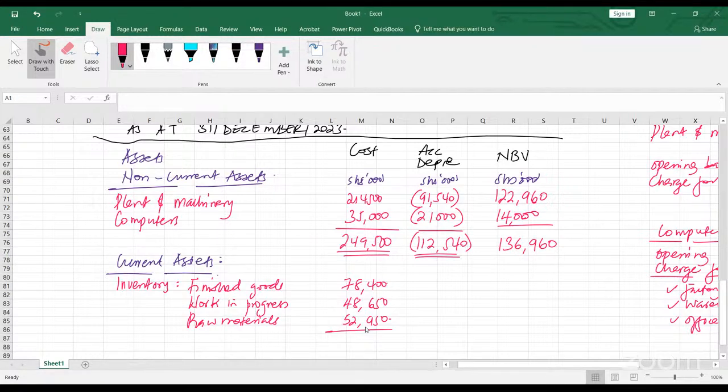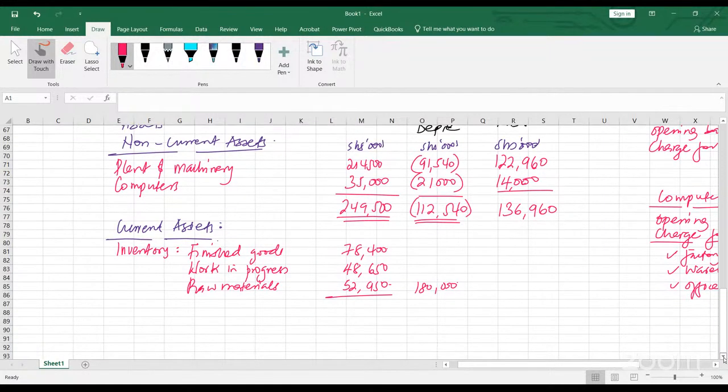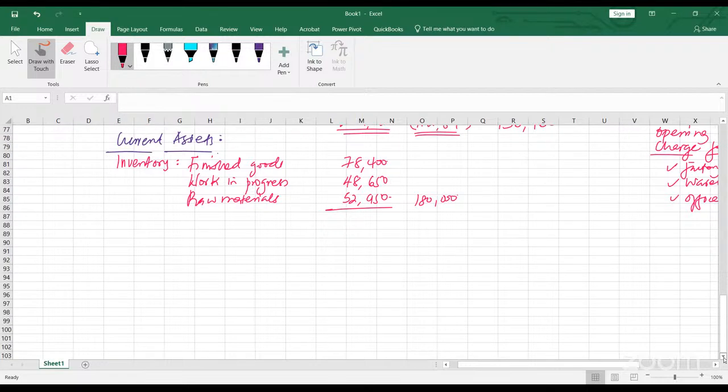78,400 plus 48,650 plus 52,950. That's around 180. So inventory is 180. You have to add and get the total of all those categories of inventory.